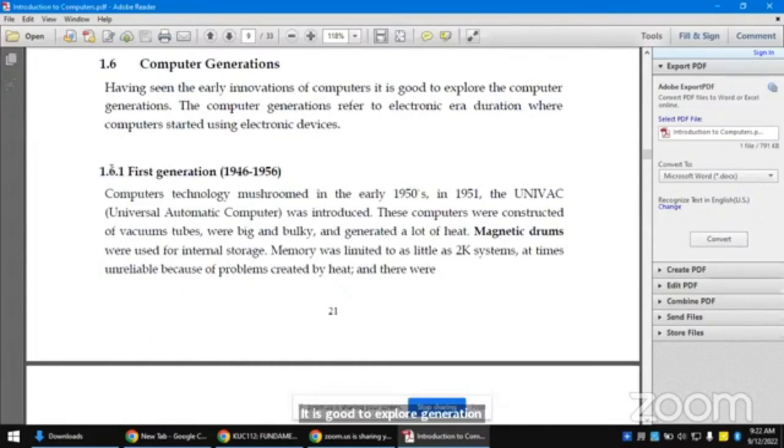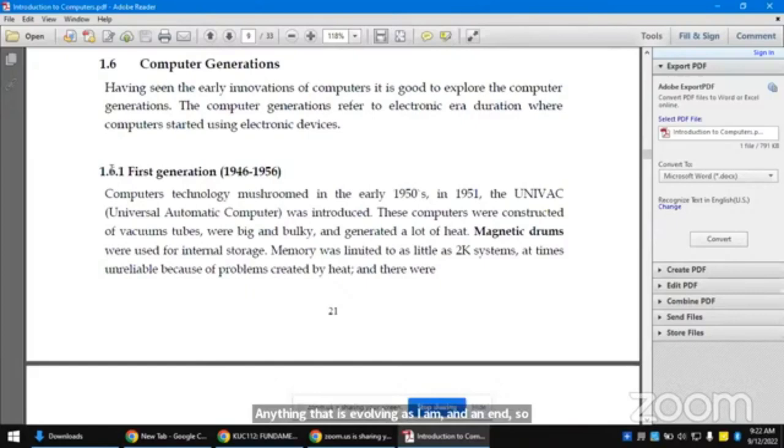So the computer generation refers to electronic era durations where computers started using electronic devices. In essence, when we are looking at this particular generation, make sure that you note the following. The generation itself, the name of the generation, if it's the first generation, then note the year of evolution. It's very key. Anything that is evolving has a start year and an end. So note the year of evolution.